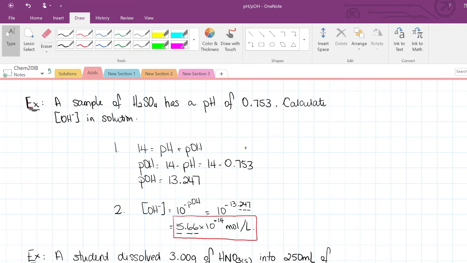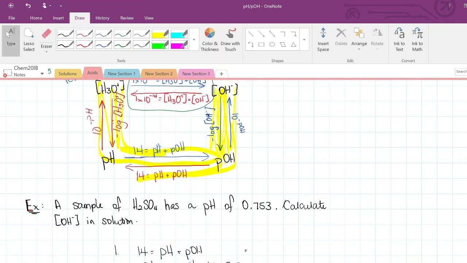Now, some people would be like, whoa, hang on a second, we're dealing with an acid. How is there hydroxide in there? Don't forget that the hydroxide comes because we had to mix this solute with water, and the water carries hydroxide inherently in it.